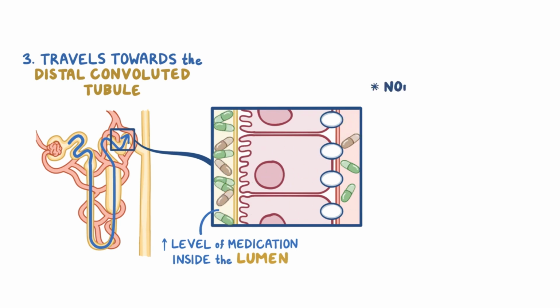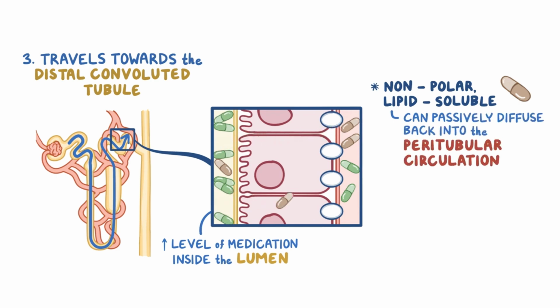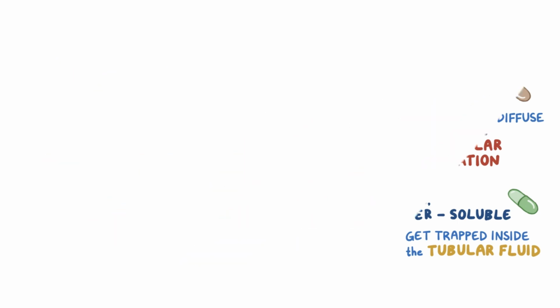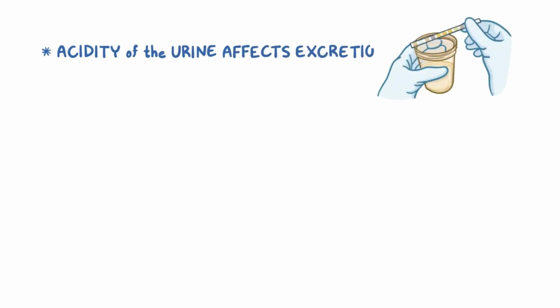Now, if the medication is nonpolar and lipid-soluble, it may passively diffuse out of the tubular lumen and back into the peritubular circulation. On the flip side, polar and water-soluble medications can't cross the membranes of tubular cells, so they get trapped inside the tubular fluid and are eliminated from the body with the urine. Next, the acidity of the urine will also affect excretion.